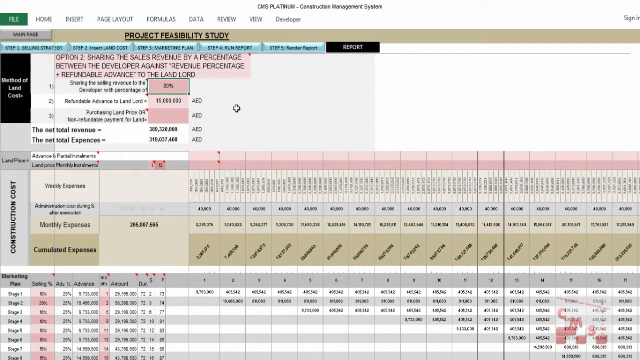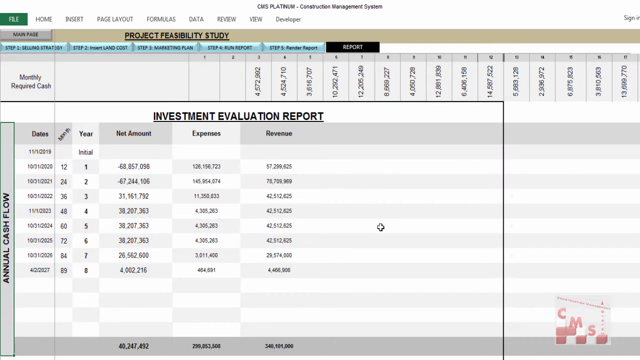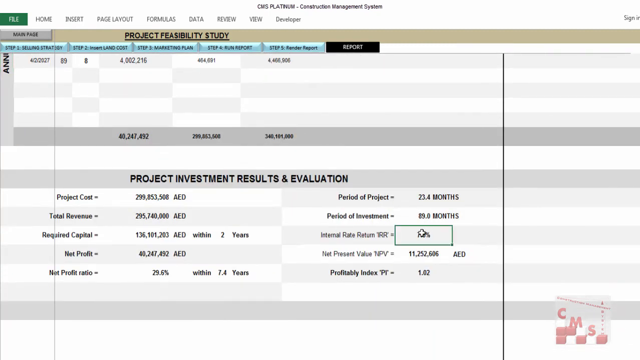If he insists on 40% for his side, that means 60% for the developer. Let's see what the report says. You will have an IRR of 7.8, net present value of 11 million, and profitability index of 1.02. If it's approved by top management or according to company policy, you will proceed with your project. Let's take another option.